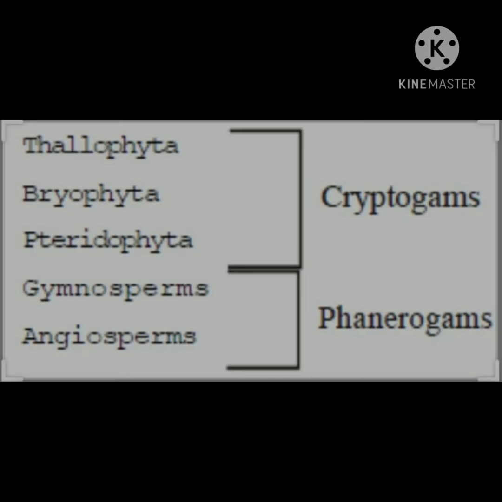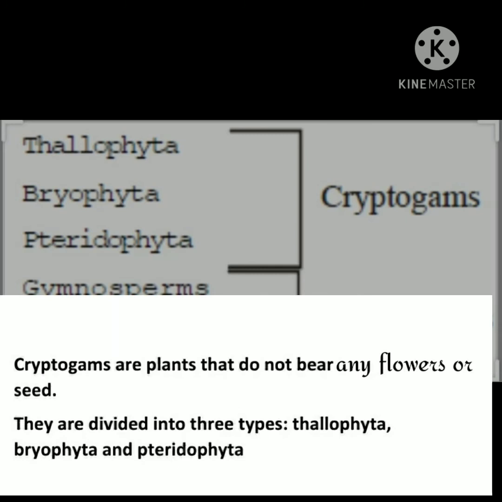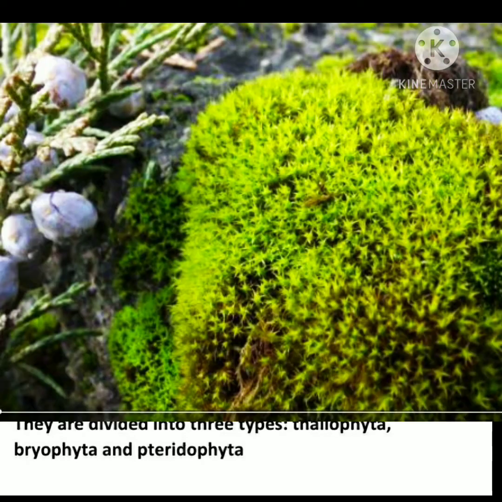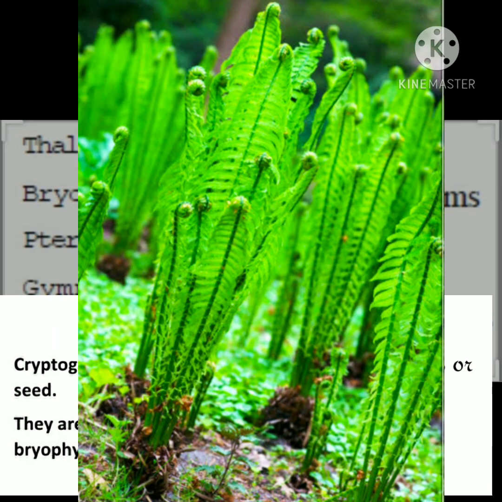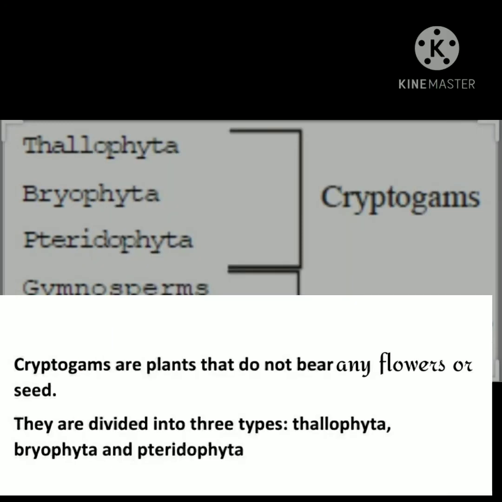Based on whether plants bear flowers and seeds or they do not, kingdom Plantae has been classified into cryptogams and phanerogams. Cryptogams are plants that do not bear any flowers and seeds. They are further classified into Thallophyta, Bryophyta, and Pteridophyta. Thallophyta are algae, Bryophyta are mosses, and Pteridophyta are ferns.